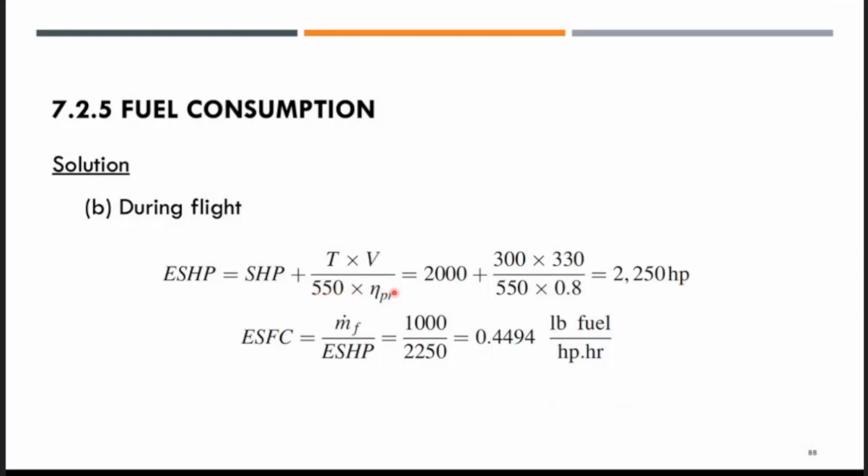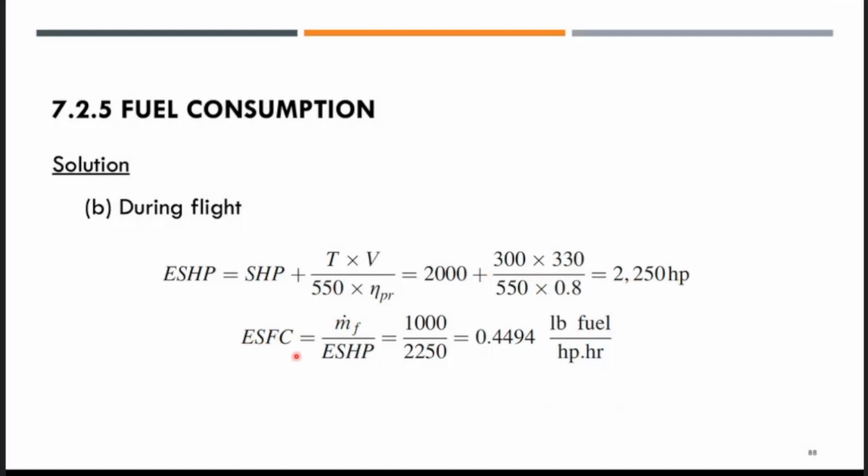Then you can put in the numbers given. We have already been given the shaft horsepower. You already know the thrust. You have the velocity. You have the propeller efficiency. Then you get the equivalent shaft horsepower to become 2,250 horsepower.